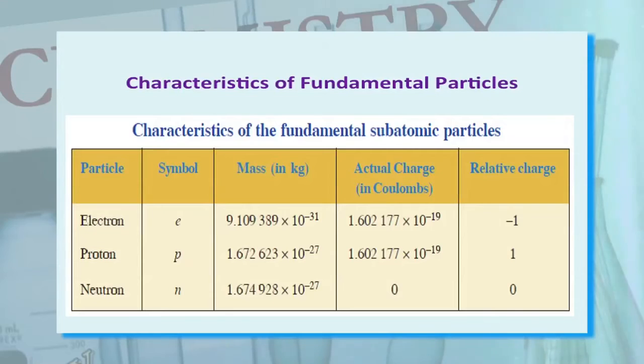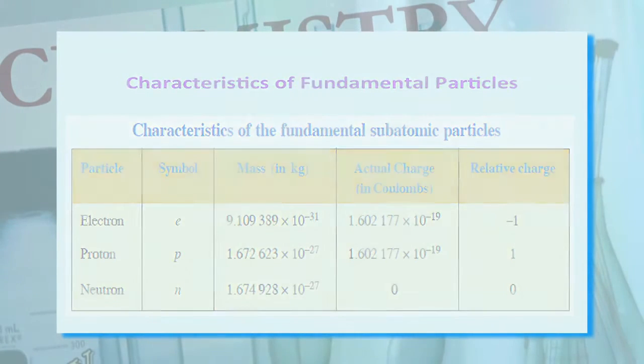Characteristics of fundamental particles. This table shows the different particles, electrons, protons and neutrons, their symbol, mass, charge, etc., and their actual charge in coulombs is also mentioned here.